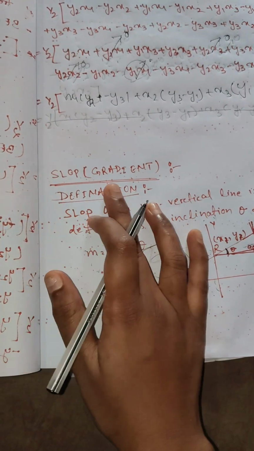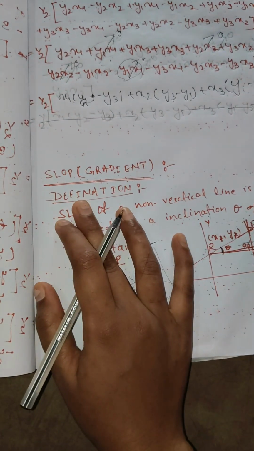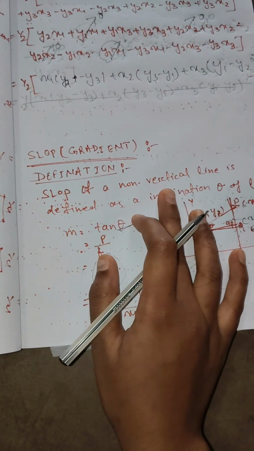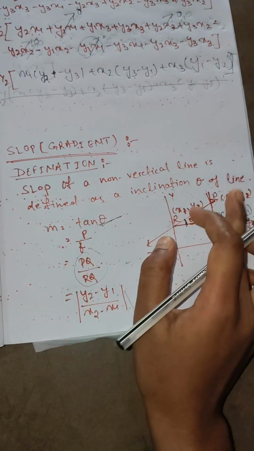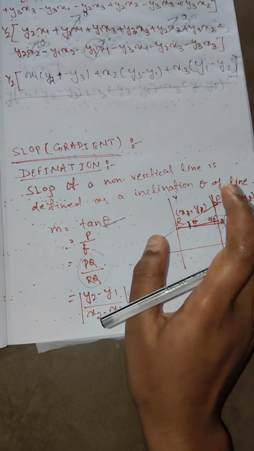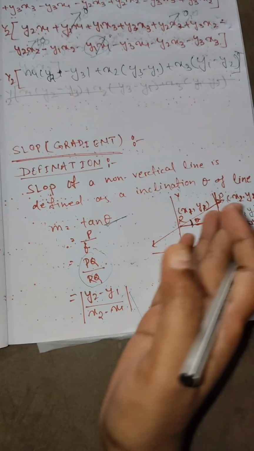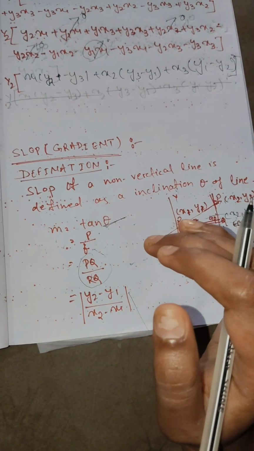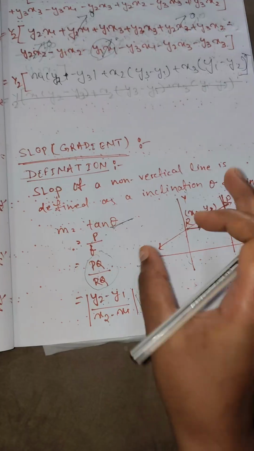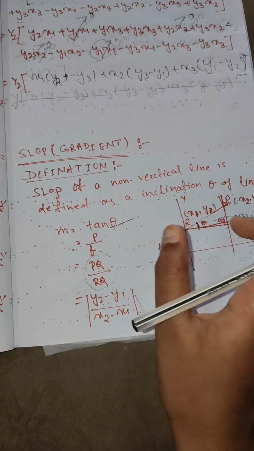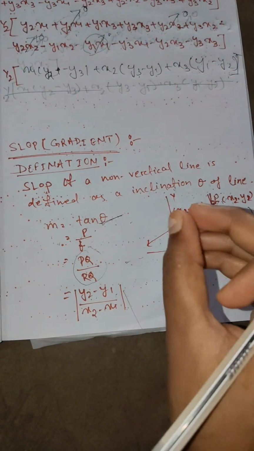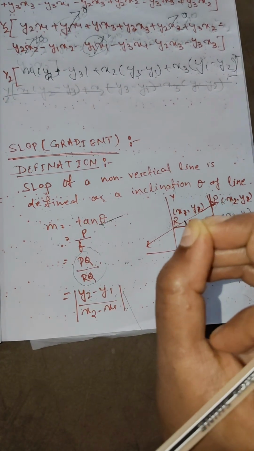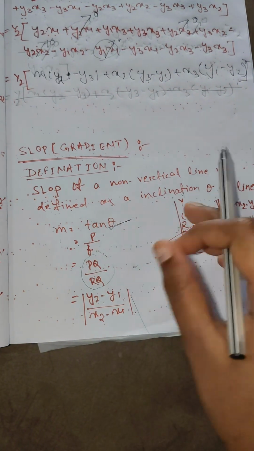Next, we will discuss the slope or gradient of a line. Definition: the slope of a non-vertical line, with inclination theta, denoted as m, is equal to tan theta. That means a non-vertical line is said to have a slope if it is inclined at some angle, that is, how much a line is inclined. The inclination is called the slope of the non-vertical line.